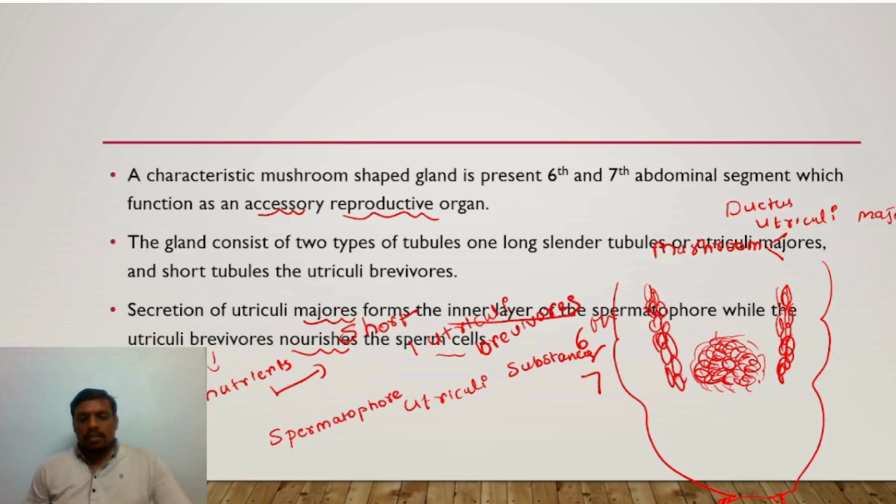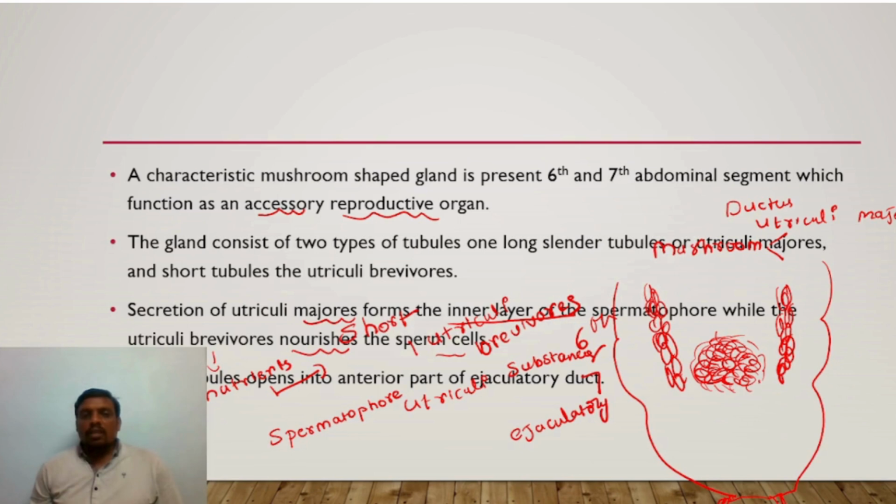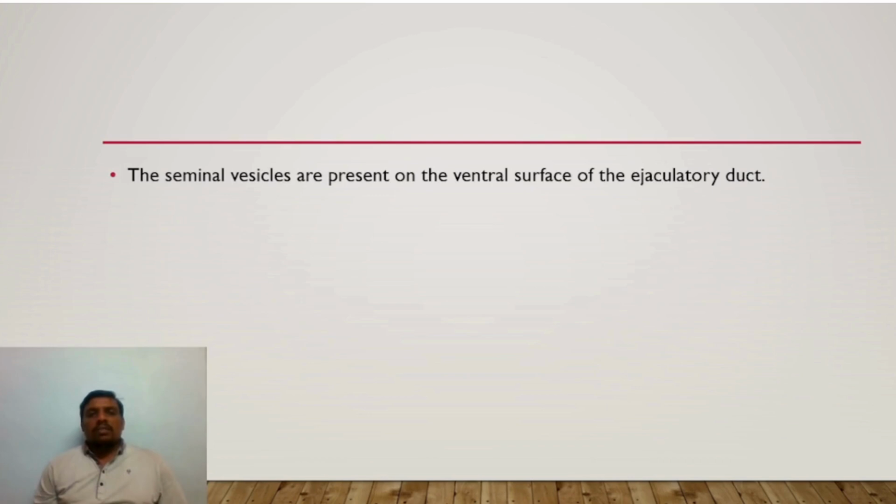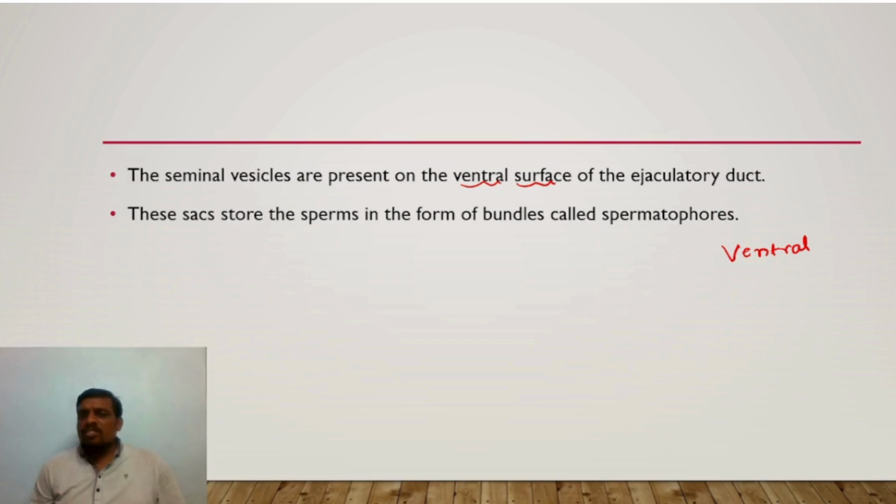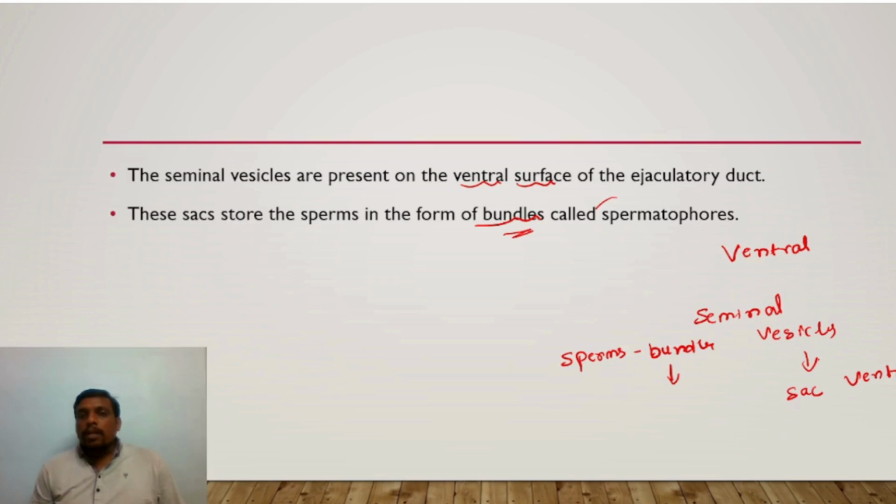These tubules open into the anterior part of the ejaculatory duct. Now, seminal vesicles are present on the ventral surface of the ejaculatory duct. These are sac-like structures which store the sperms in the form of bundles. You can see here the seminal vesicles and their importance. These bundles of sperms are generally called spermatophores.